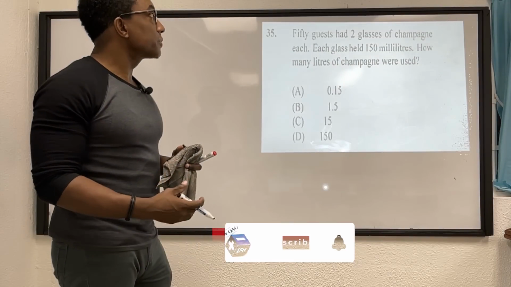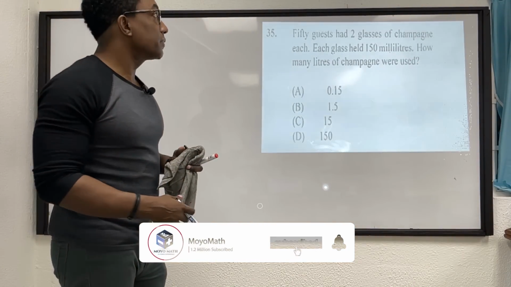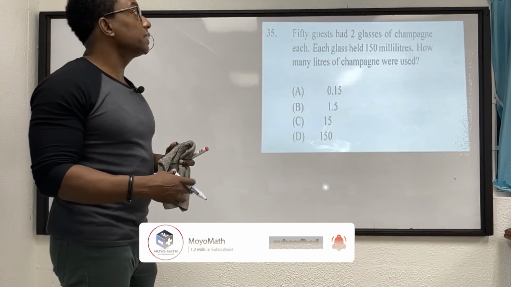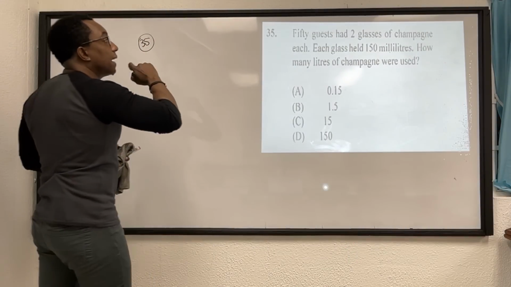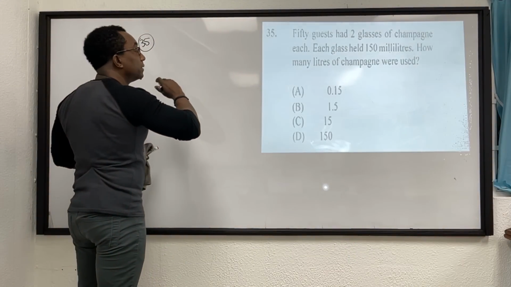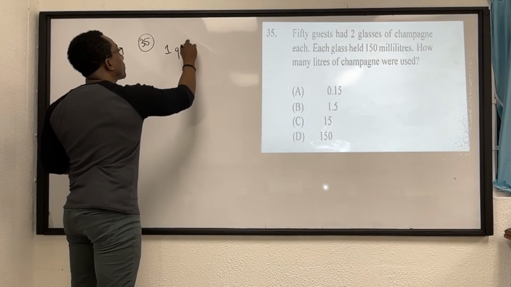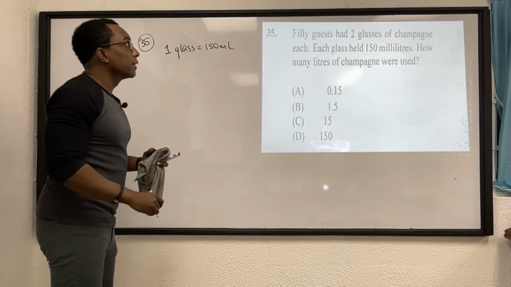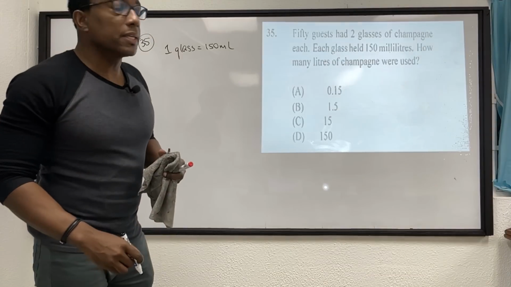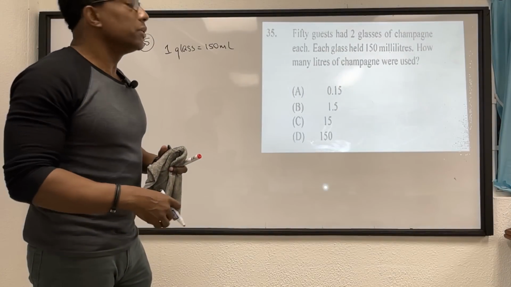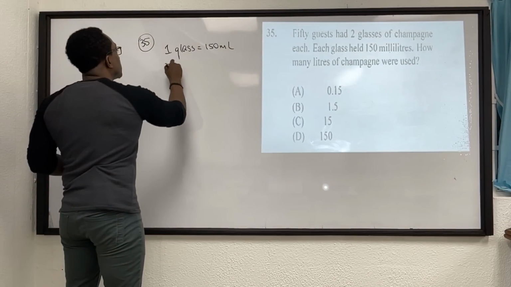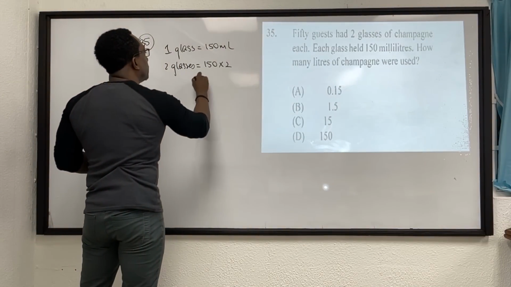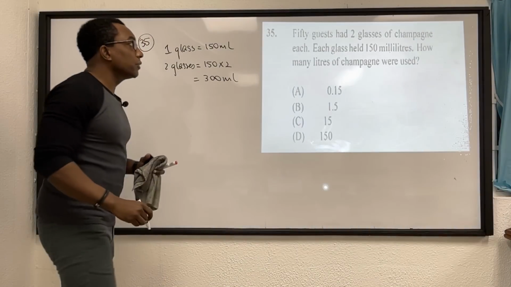So we have 50 guests. Each guest had 2 glasses, and they want us to determine how many liters of champagne were used, keeping in mind each glass held 150 milliliters. So if one glass is equal to 150 milliliters, let's determine how many milliliters 2 glasses will equal. So 2 glasses will be equal to 150 times 2, which is 300 milliliters.